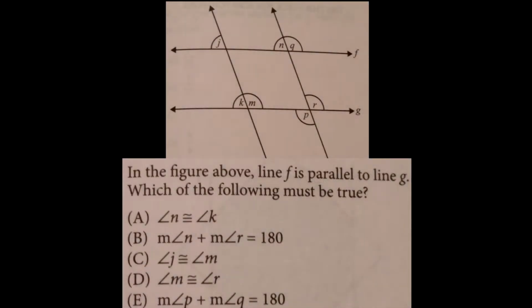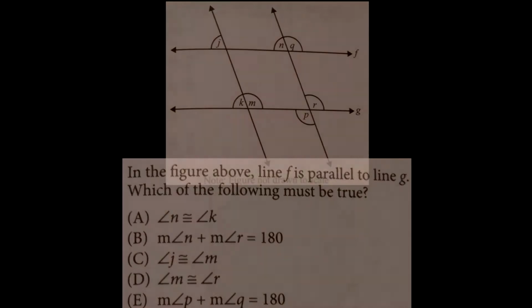Line F is parallel to line G. Which of the following must be true? Angle N is congruent to angle K. The measure of angle N plus the measure of angle R equals 180. Angle J is congruent to angle M. Angle M is congruent to angle R. Or the measure of angle P plus the measure of angle Q equals 180.